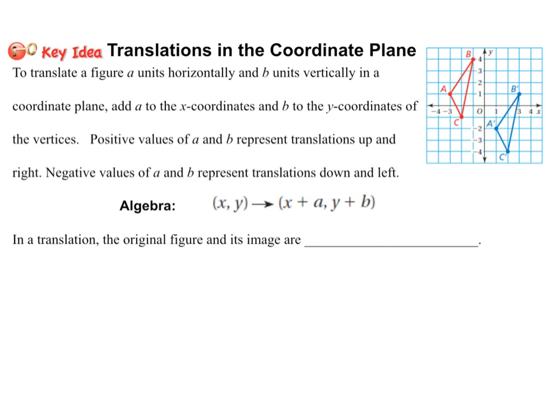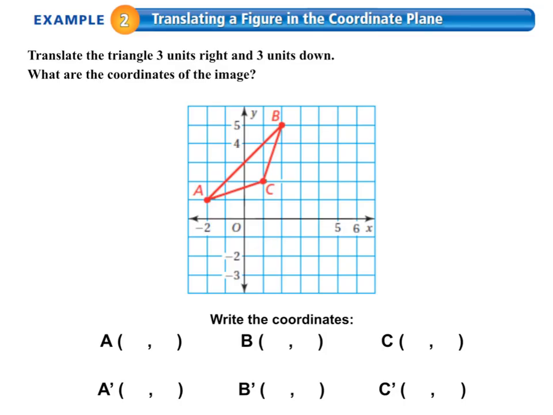In a translation, the original figure and its image are congruent. This is a word from yesterday's video. Remember, the symbol for congruency looks like an equal sign with a squiggle on top. Okay, so example 2, we're going to do a translation in the coordinate plane. It's asking us to translate this triangle ABC 3 units right and 3 units down. What are the coordinates of the image?